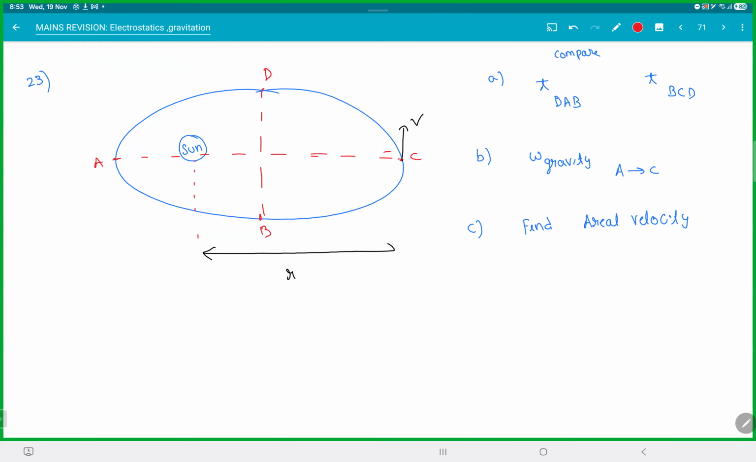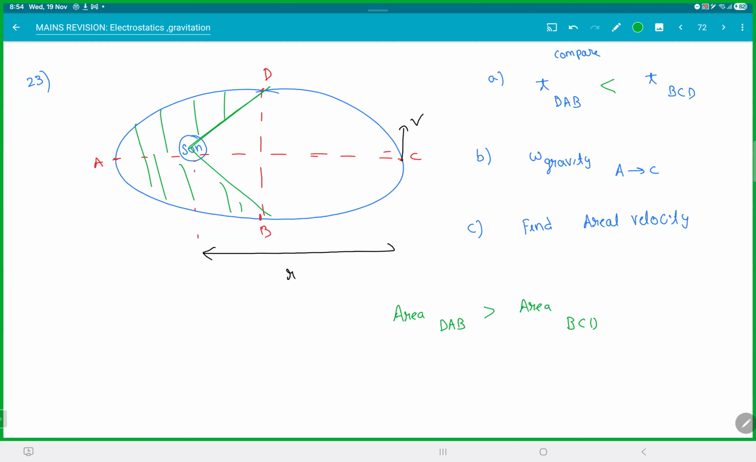So how to do this? Do you guys remember Kepler's second law? The comet covers equal areas in equal intervals of time. Now be careful here. When it looks like equal areas, it is not. The area is always measured from the focus. So when you say DAB, you're talking about this area. It is not measured from the center of the ellipse. It is measured from the focus. So the area of DAB is greater than the area of BCD. Therefore, this will take more time.